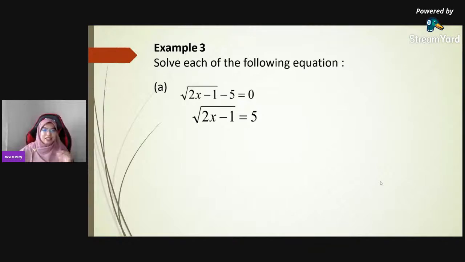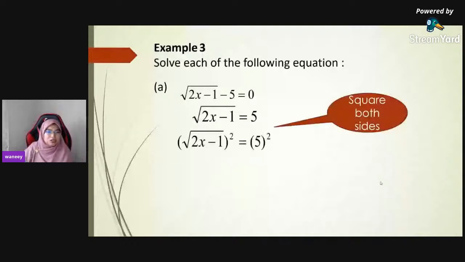Next, in order to get rid of the square root, we have to square both sides. So in order to square both sides, do make sure to write them down in this bracket. Mesti kena ada bracket ah. Okay, so square. So now square root with a square, those two will cancel out. 5, you got to square them, be careful.